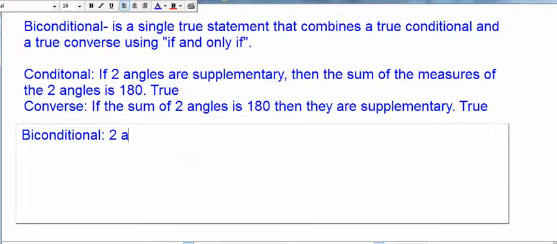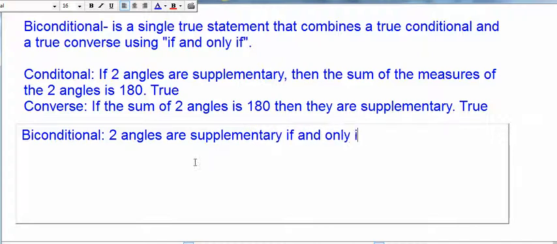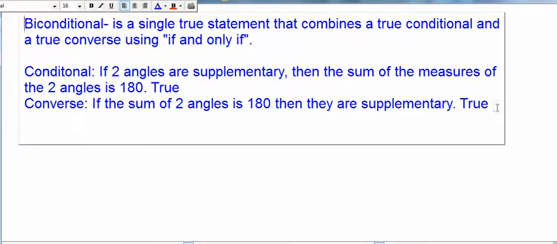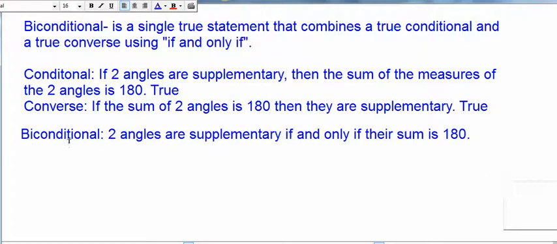How about we say two angles are supplementary if and only if their sum is 180. Okay? Make sense? You're taking a true conditional, you're taking a true converse, and you're writing a biconditional, which basically combines a hypothesis and a conclusion with if and only if. Agreed? Okay. Let's try another one.